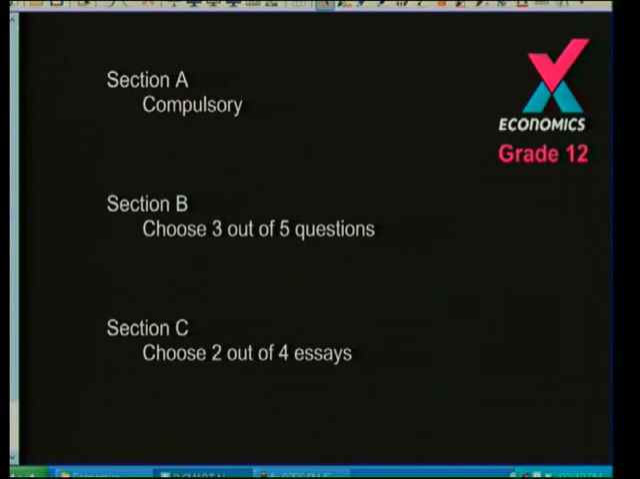Section A is compulsory, and that consists of all the short questions like multiple choice, one word for the following, match the columns, true and false, those type of questions. That will be a total of 50 marks. Then when you move on to Section B, you have 5 questions, of which you must do 3 questions.